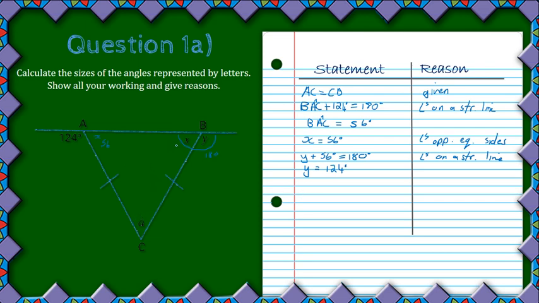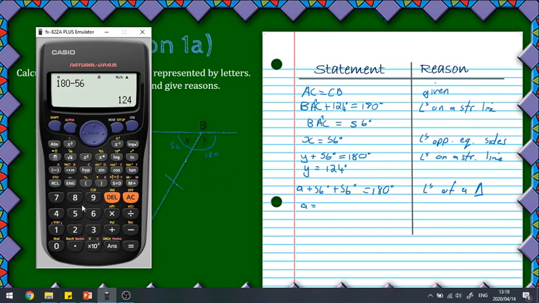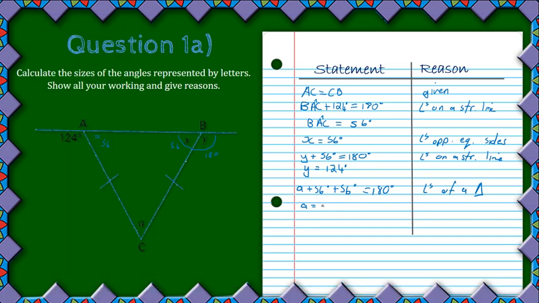Alright, and then we have this angle A. Now we have these two angles, so we can use angles in a triangle because they all add up to 180. So I'm going to say that A plus 56 degrees plus 56 degrees is equal to 180 degrees, angles of a triangle. And then I just solve for A. So A will be equal to 180 minus 56 minus 56, and that gives me 68 degrees.